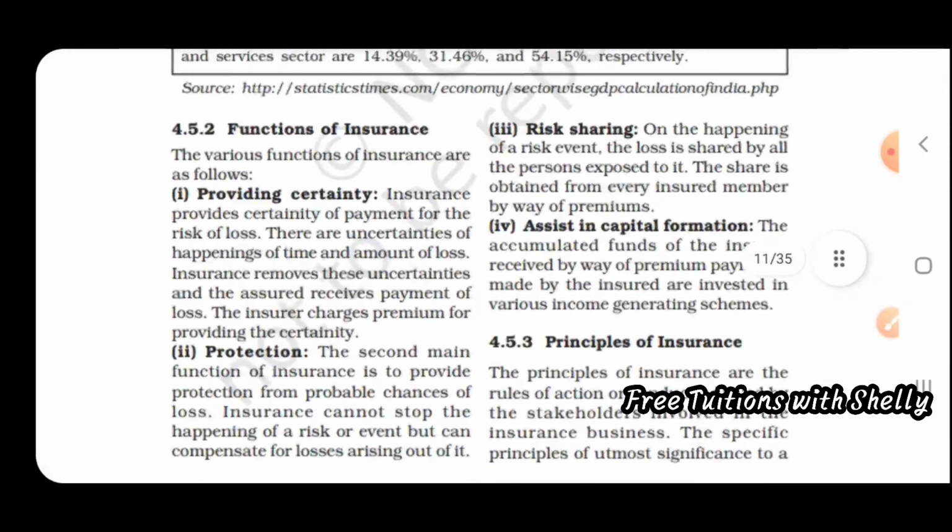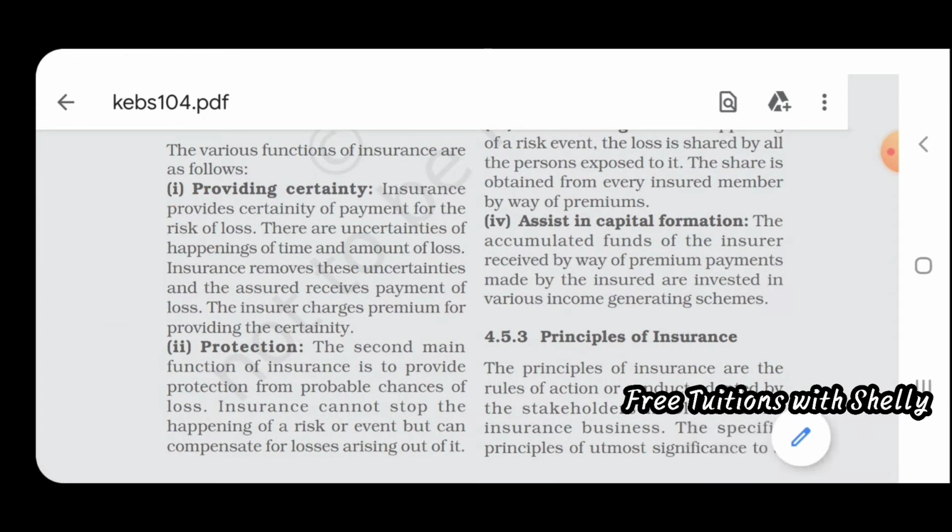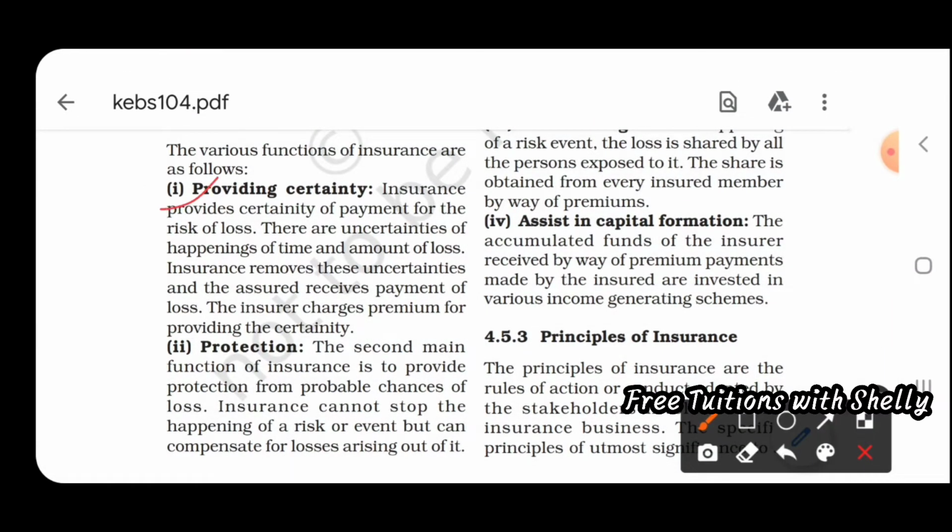We're going to look at the functions of insurance. Coming to the functions, the first one is providing certainty. That is, while insuring, we are sure that we will get some payment for the loss. We are able to protect ourselves, though we will not get the whole amount of loss which is caused. We will only get a portion. So there is certainty that we will get at least a minimum amount.